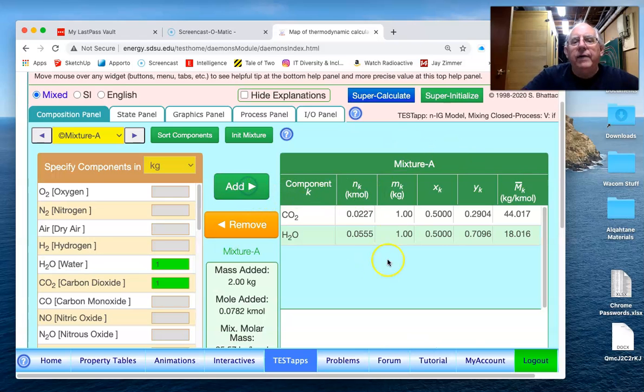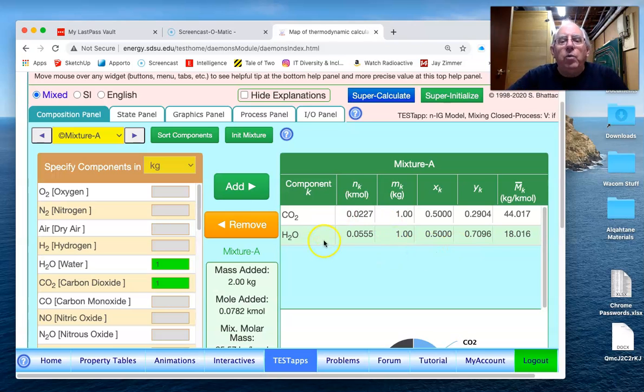And so now we have our equal mass, as we can see here, and that corresponds to a molar concentration, or mole fractions, of 0.2904 and 0.7096 for the CO2 and for the water. And again, I'm writing that down so that when we get ready to determine mixture C, we're going to make sure that we put in the correct number of moles.